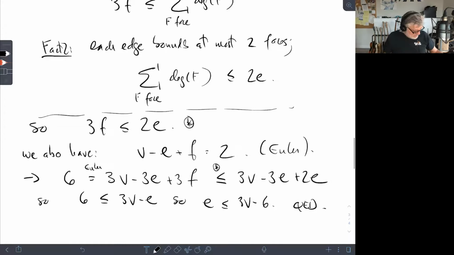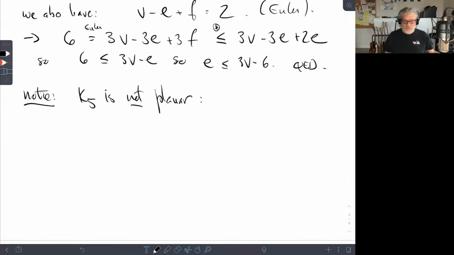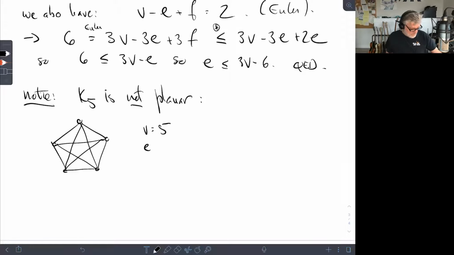Okay, let's just apply this immediately to the graph K5. And you'll see how easy this is if you're lucky, right? So K5, what is that? The complete graph on 5 vertices. So this is K5. It has 5 vertices. And as you could see, the way I drew it has 10 edges, right? So let's see, 3V minus E, this is 15 minus 10.